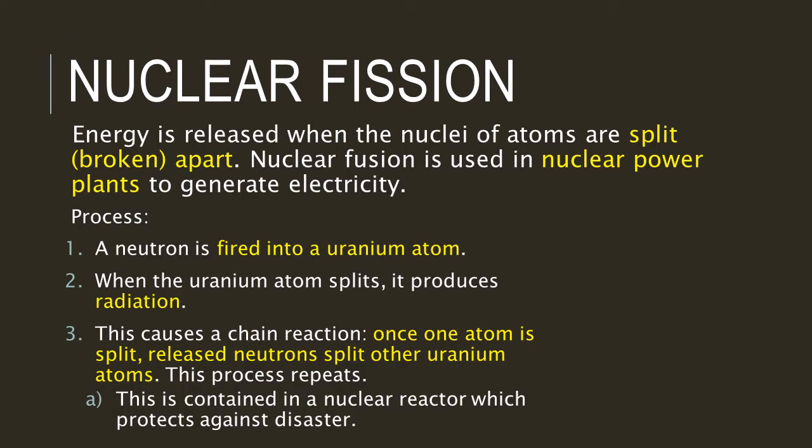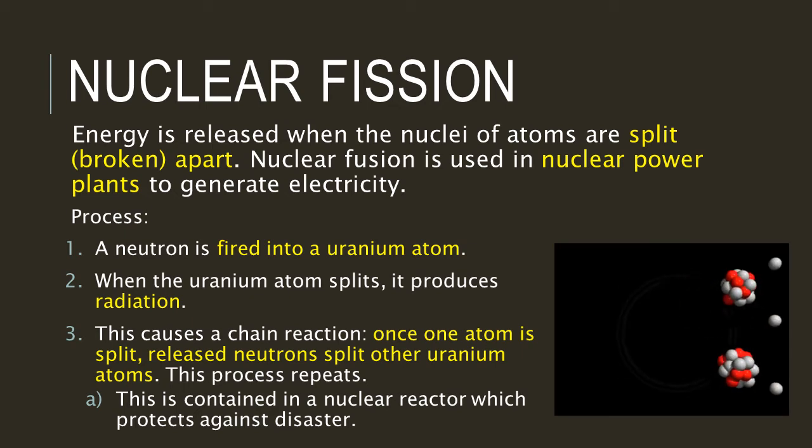Now, on the other hand, we've got nuclear fission. Nuclear fission is what occurs on Earth. We cannot right now create nuclear fusion on Earth. Only fission. So nuclear fission is energy that is released when the nuclei of atoms are split or broken apart. Nuclear fission is used in nuclear power plants to generate electricity.